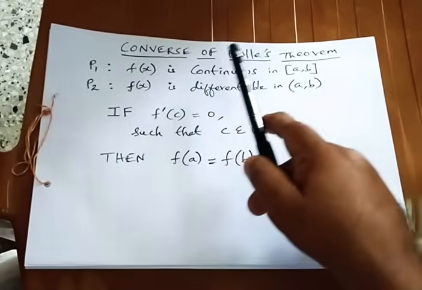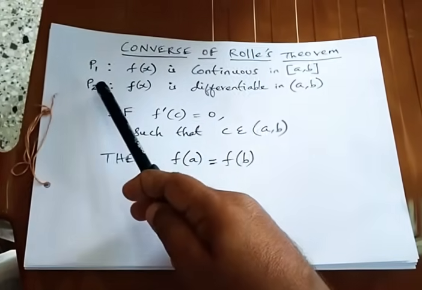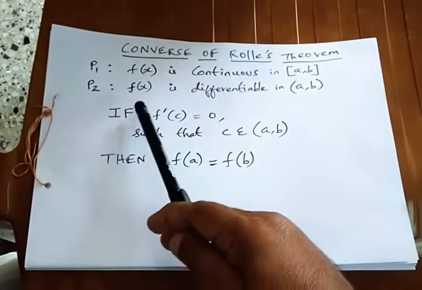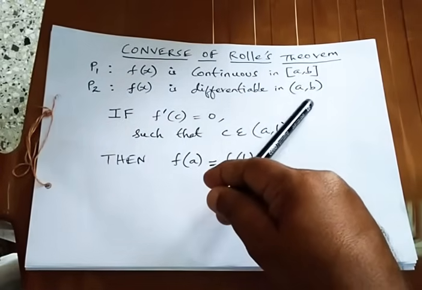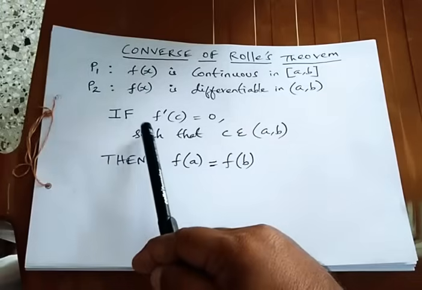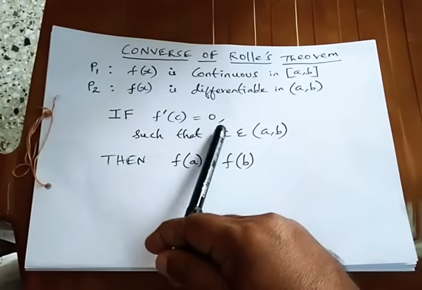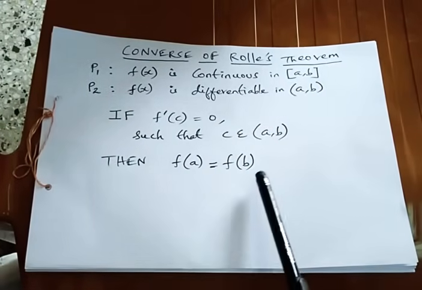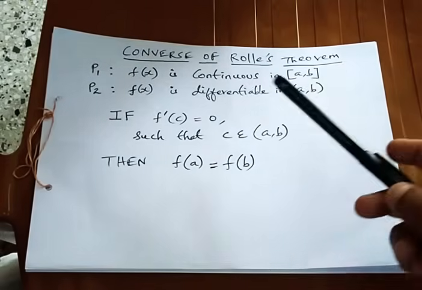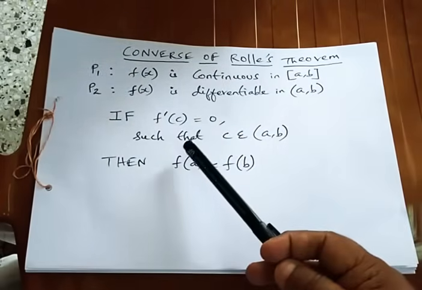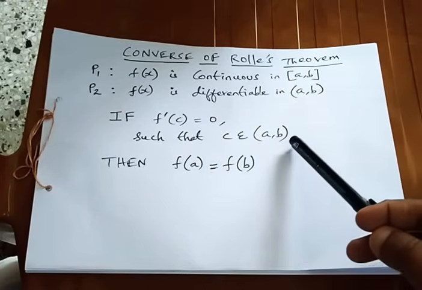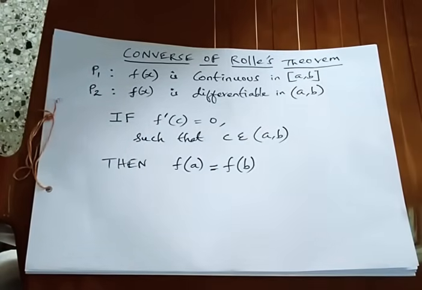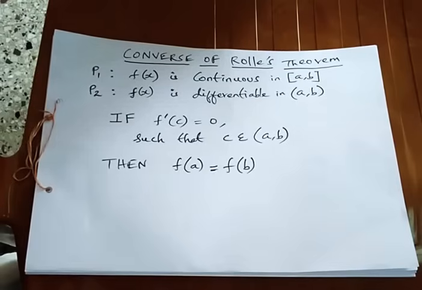Now what is the converse of Rolle's theorem? The converse of Rolle's theorem is: let f of x be continuous in the closed interval [a, b] and f of x be differentiable in the open interval (a, b), and if f dash of c is equal to 0 such that c belongs to (a, b), then f of a is equal to f of b. That is, the function is continuous and differentiable and f dash of c is equal to 0 such that c belongs to (a, b), then f of a must be equal to f of b. So for that, let us see an example first.